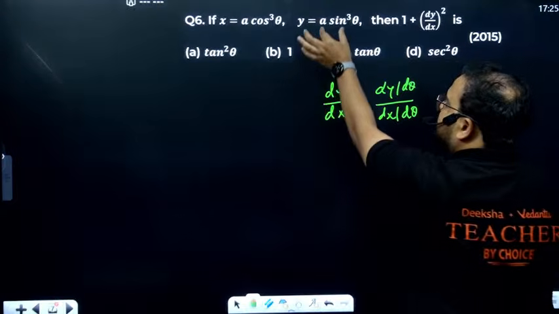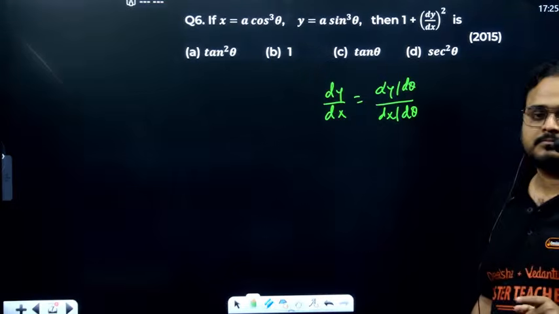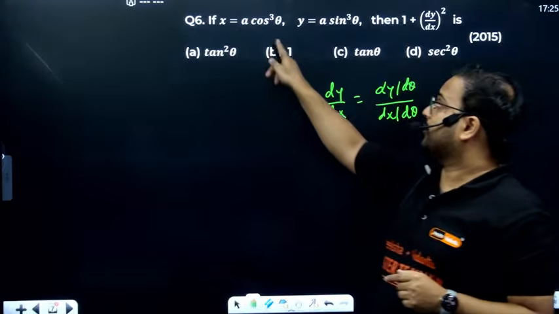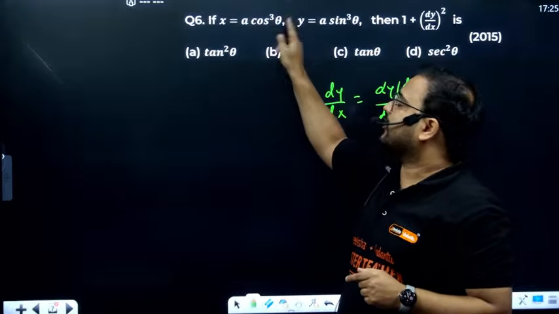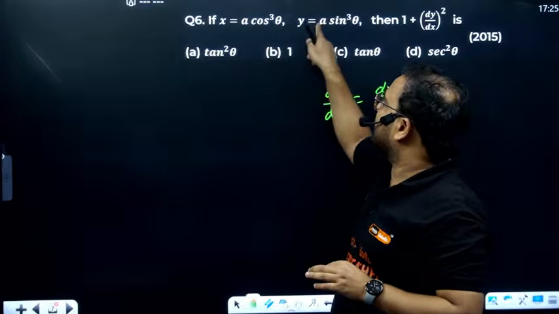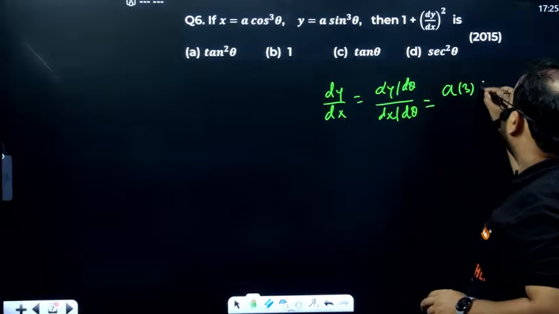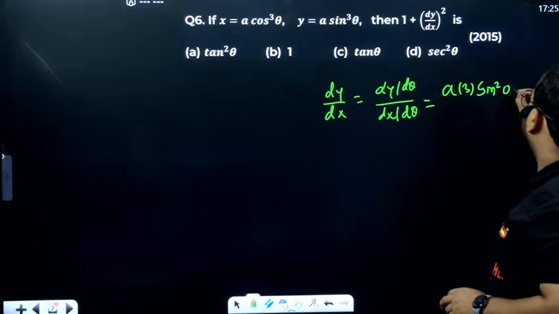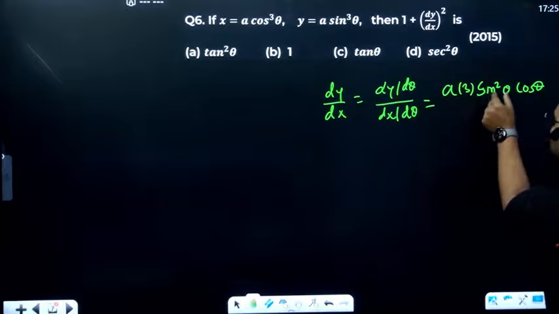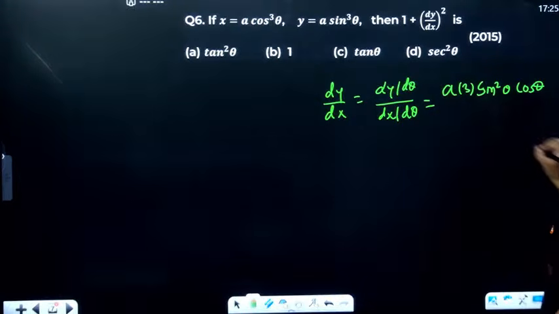Check. Differentiate this. You'll have a times 3 sine square into cos. And over here, a times 3 cos square into sine. So a and 3 cancel. How come, sir? Sine power 3 is 3 sine square. And sine derivative is cos.